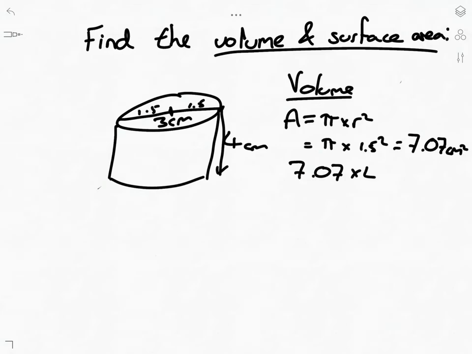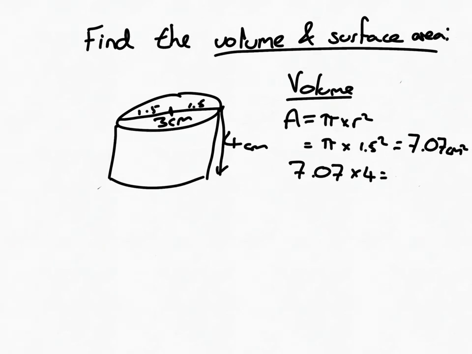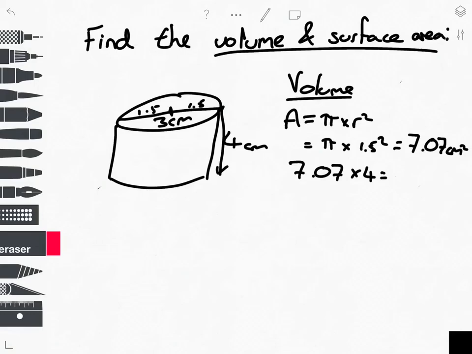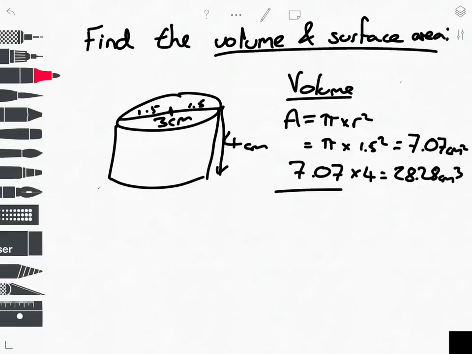So 7.07 times 4. And we get 49. That doesn't seem right to me. I must have typed that in wrong. 7.07 times 4. Yeah, so important just to check as you go along. So we all make mistakes. We get 28.28 centimeters cubed. That's the volume.